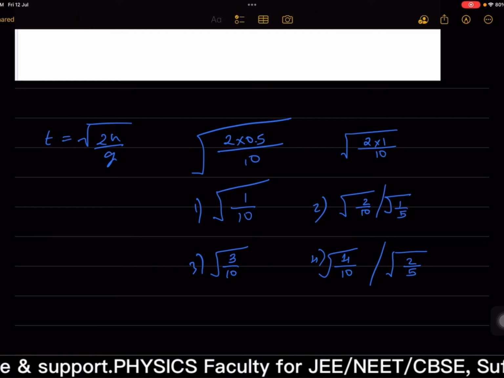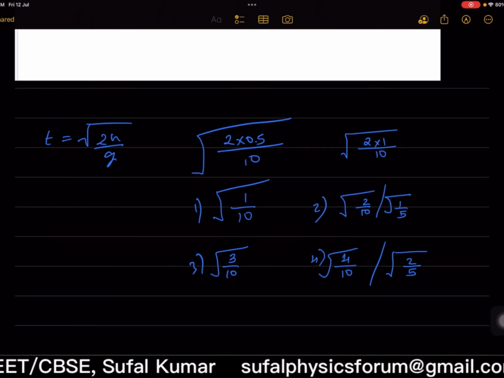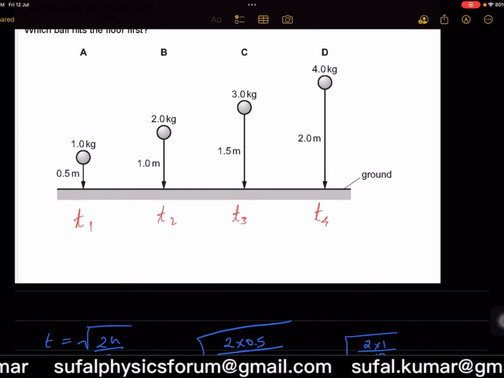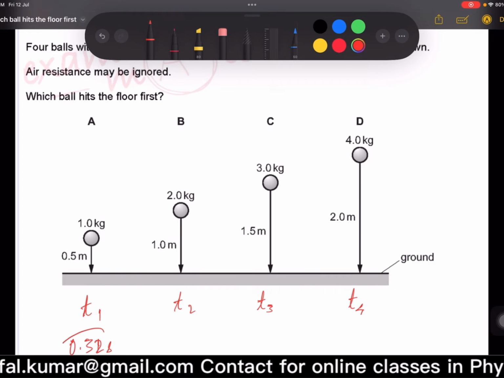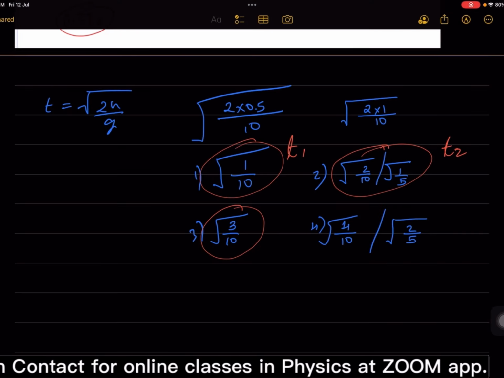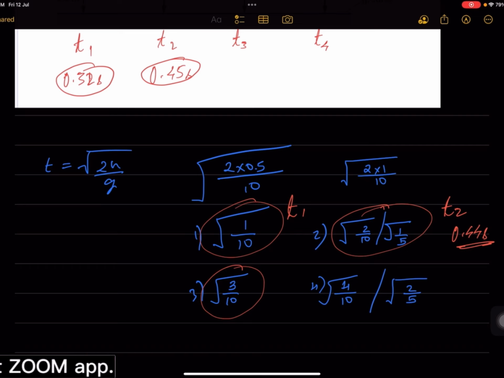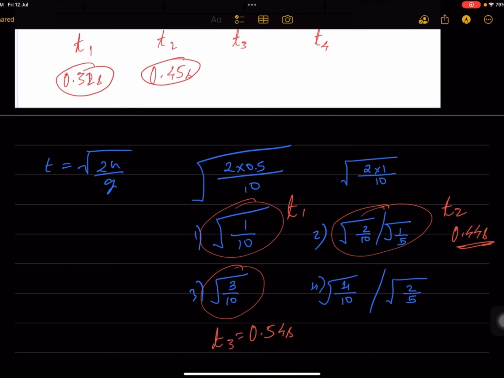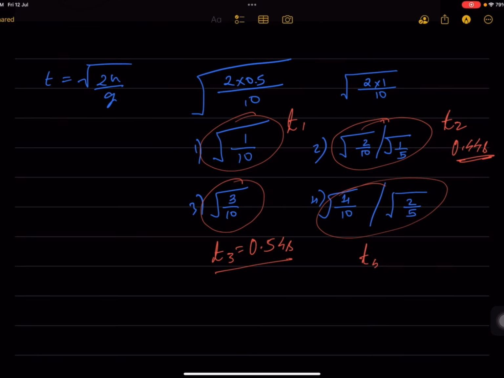So you are comparing, okay. For t1, 0.316 seconds. t2 is 0.44. Third is 0.54 seconds. 0.63 is the longest time duration. Longest would be D, so it'll answer A.